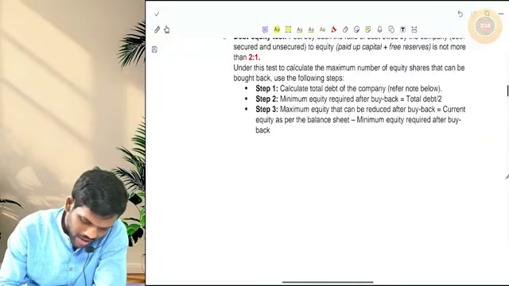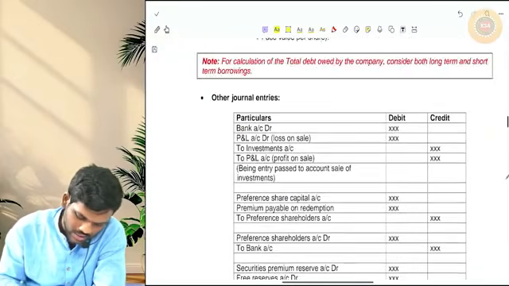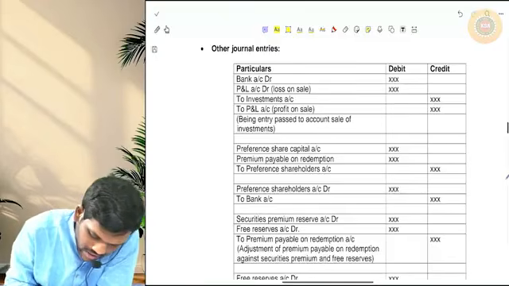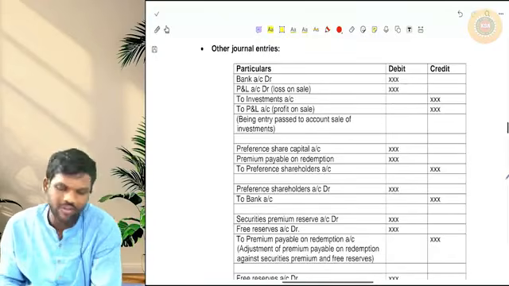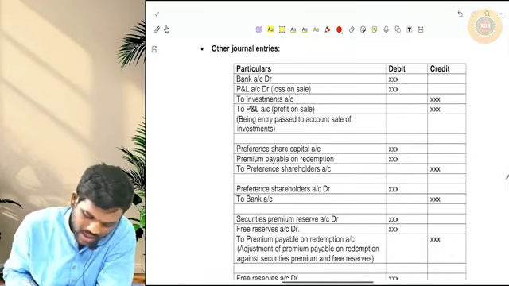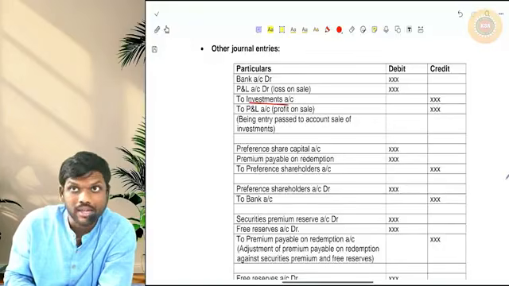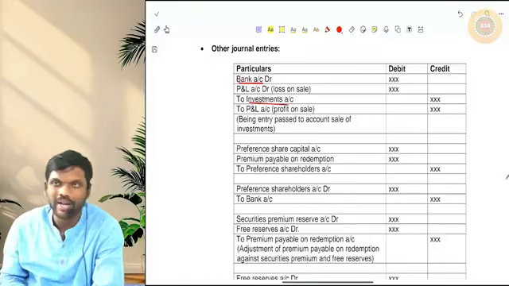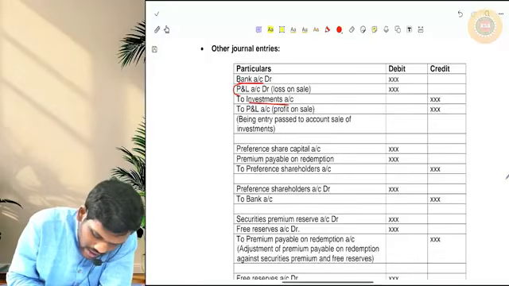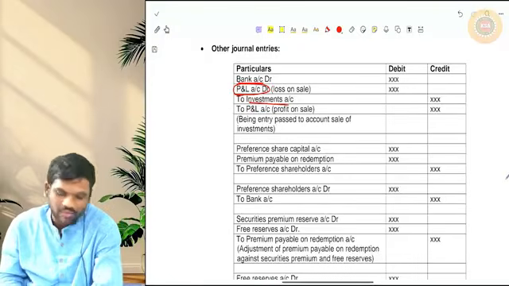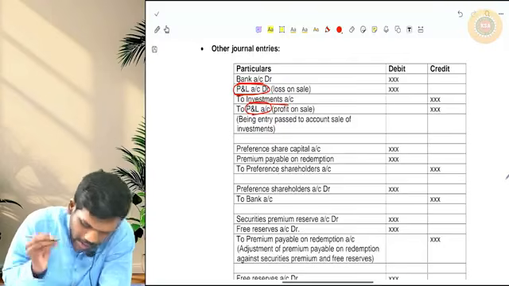Okay, along with buyback journal entries, you should also know the journal entry for sale of investment. I hope everybody knows, when you sell investment, investment decreases, so it will be credited. Bank balance increases, so you will receive money, it will be debited. If there is loss on sale, debit P&L. If there is profit on sale, credit P&L.